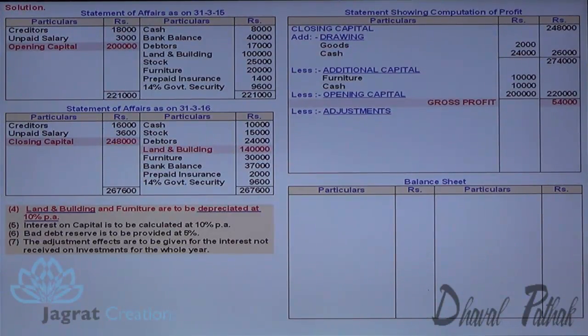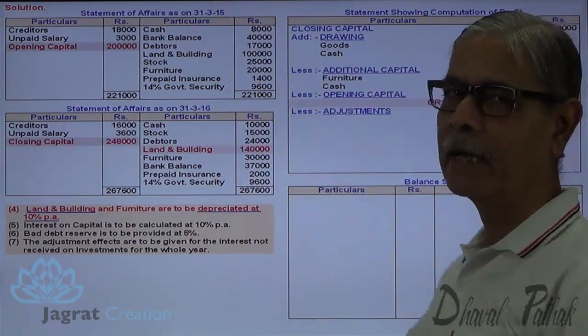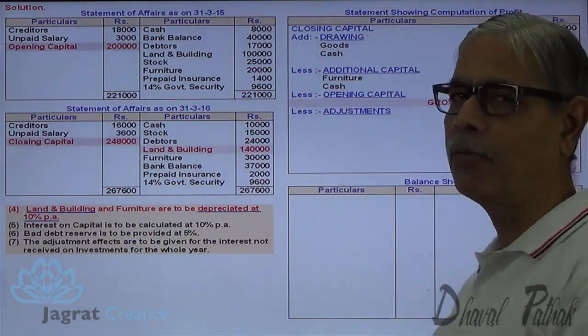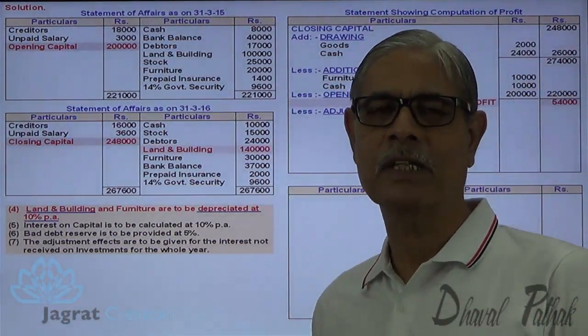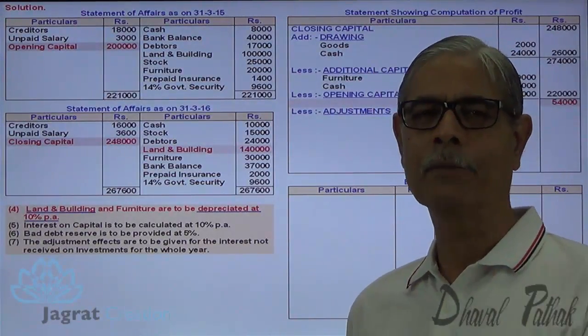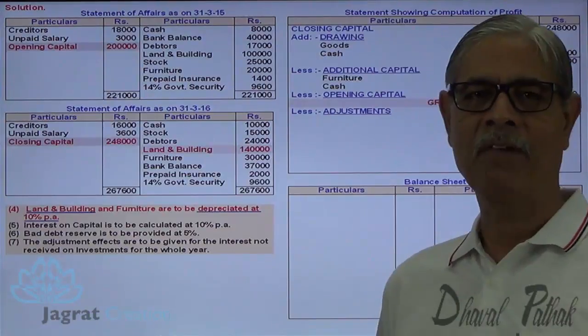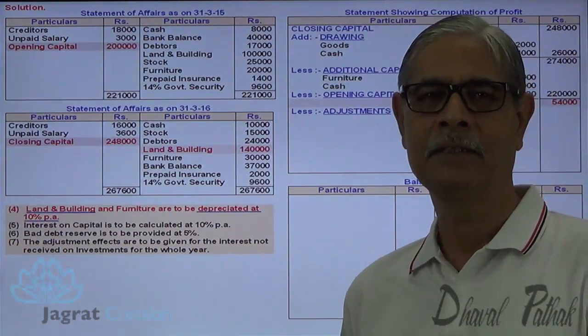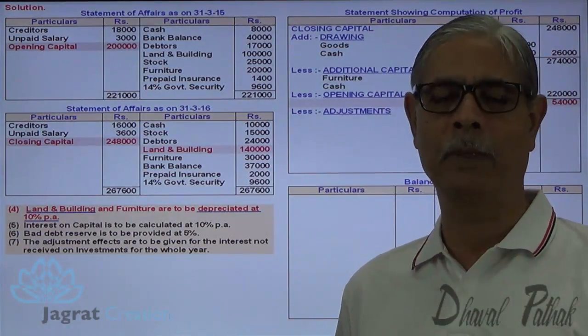Land and building depreciated at the rate of 10%. So opening balance of land and building is 1 lakh, closing balance is 1,40,000. On what date you have purchased the land and building of 40,000? That is not given to me in the sum. So I can go for a presumption. One, it was purchased on the last day. Then provide depreciation only on the opening balance.